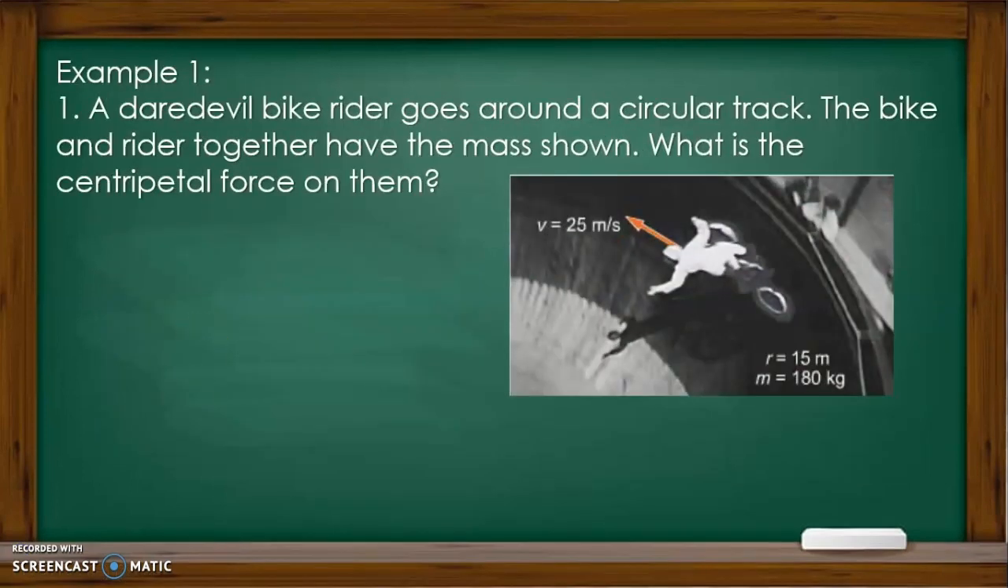Example number 1. A daredevil bike rider goes around a circular track. The bike and rider together have the mass shown. What is the centripetal force on them?